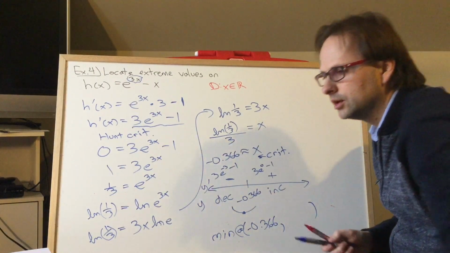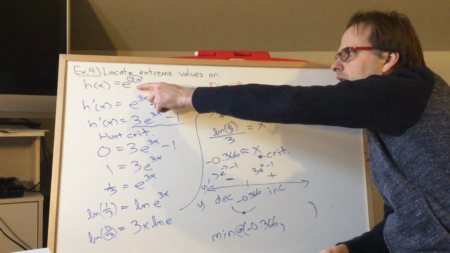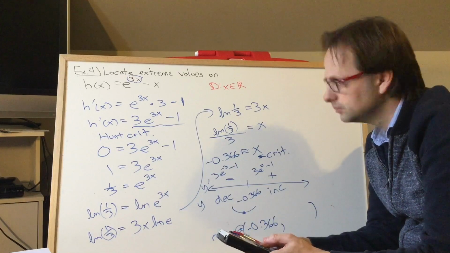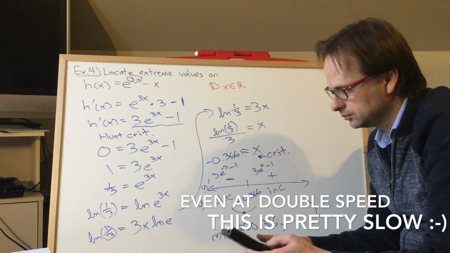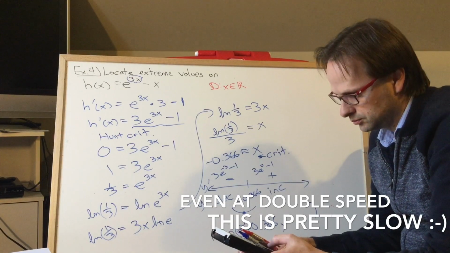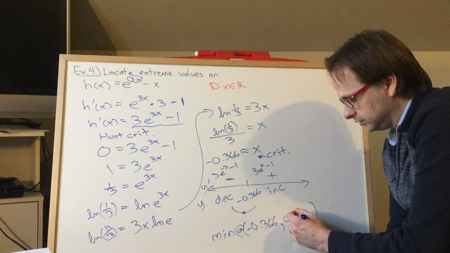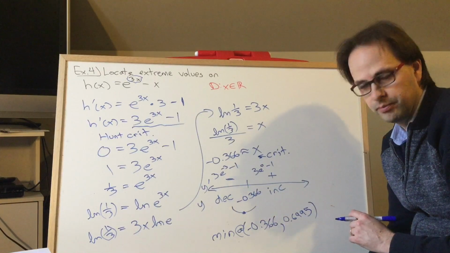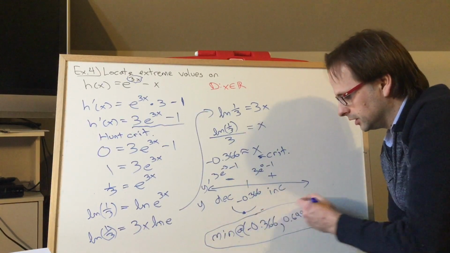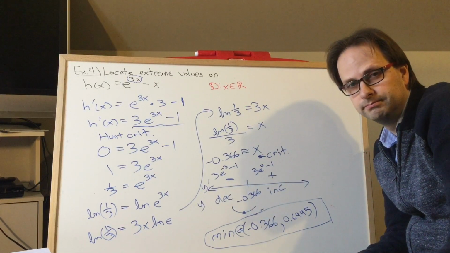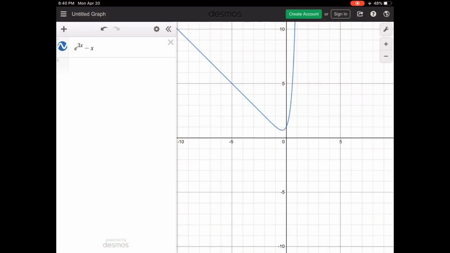And then to find the y value, I'm going to have to put in that number, negative 0.366, in the original function. So I'll take a second and do that. I got 0.6995, positive. That's where I think the minimum is on this function. Unless I've done some algebraic goofs, it should be correct. Let's check on Desmos. As expected, we end up with a minimum at negative 0.366 and 0.7.